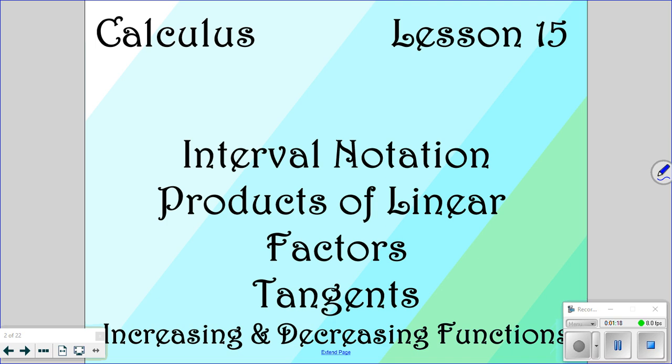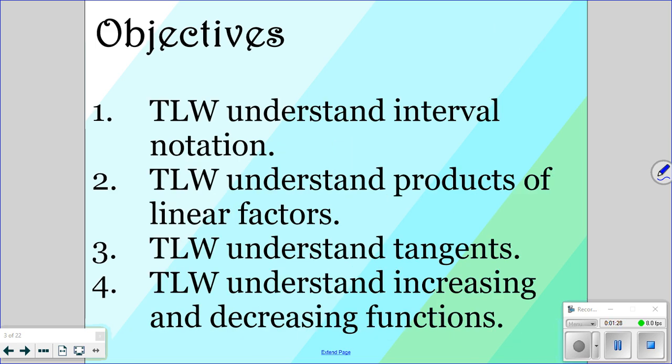So we are looking at lesson 15 today. We're going to look at interval notation, products of linear factors, tangents, and then increasing and decreasing functions. If you took me last year, we didn't deal with interval notation in pre-calculus, but some other pre-calculus textbooks do, so you may be familiar with that. Products of linear factors, and then we're going to do tangents. You should have dealt with that a little bit in geometry, and then increasing and decreasing functions is kind of dealing with slope a little bit.